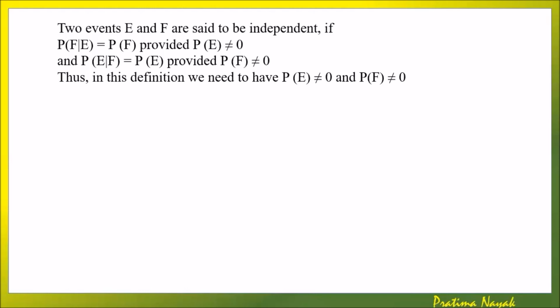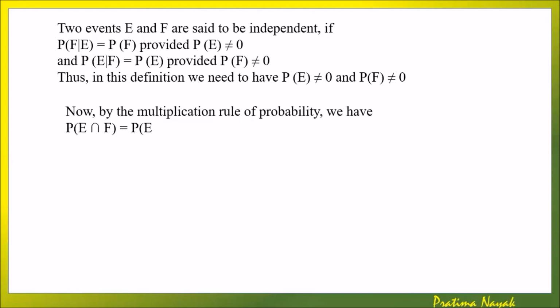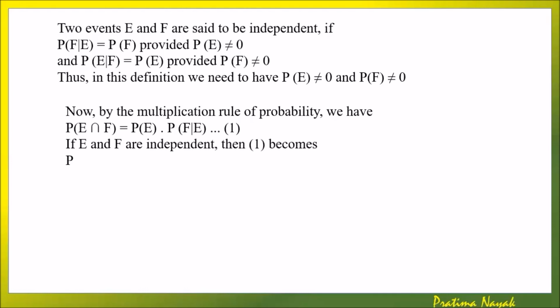Then we know the multiplicative law. By multiplication rule of probability, we can write P(E intersection F) is equal to P(E) into P(F given E) when E and F are independent. Then again I can write P(E intersection F) is equal to P(E) into P(F). So I hope you have followed. This is equal to P(F). Instead of this, I can write this one. So it is P(E) into P(F).